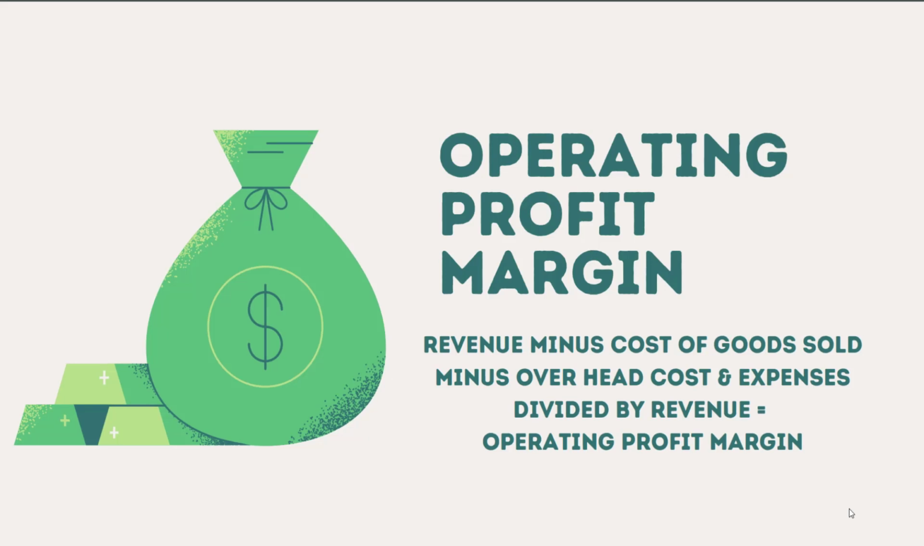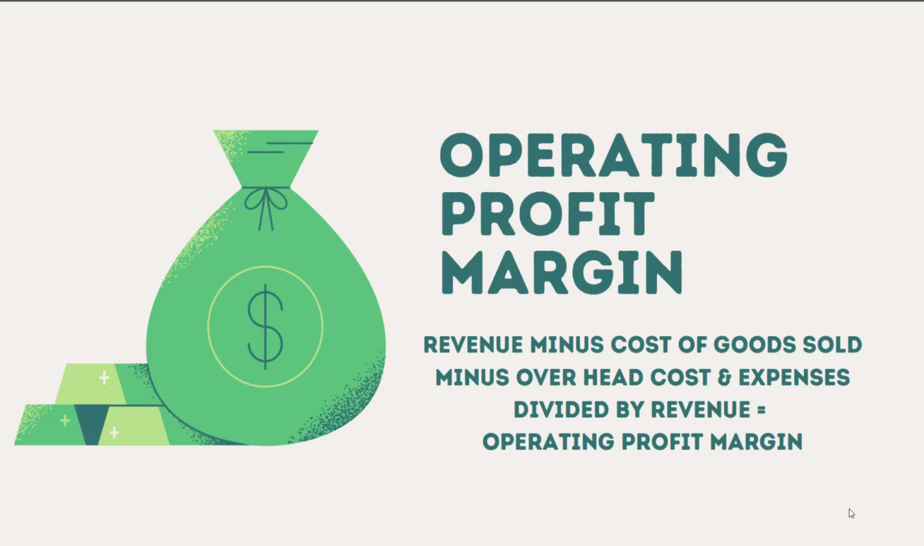Now let's take a look at the operating profit margin, also known as EBIT, earnings before interest and taxes. This is calculated by taking your total revenue and subtracting out your cost of goods sold, and then also subtracting out all of the indirect cost and expenses, sometimes referred to as overhead, and then taking that remaining number and dividing it by your revenue. That will give you your operating profit margin.